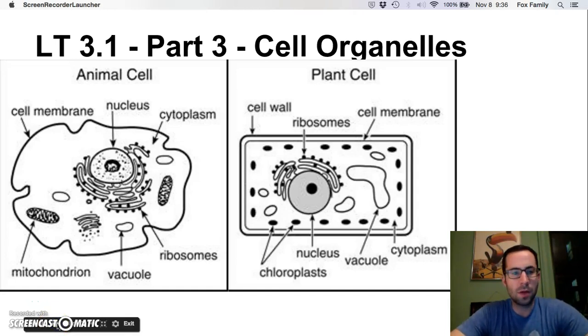Alright, welcome to video number 2 in Learning Target 3.1. The third part of the Learning Target here is all about cell organelles. You see that there's two cells side by side. We got the animal cell and we got the plant cell. And we're going to talk a little bit more in depth about the similarities and differences between these two cells. But what I want you to focus on right now, though, is what's inside of these cells.